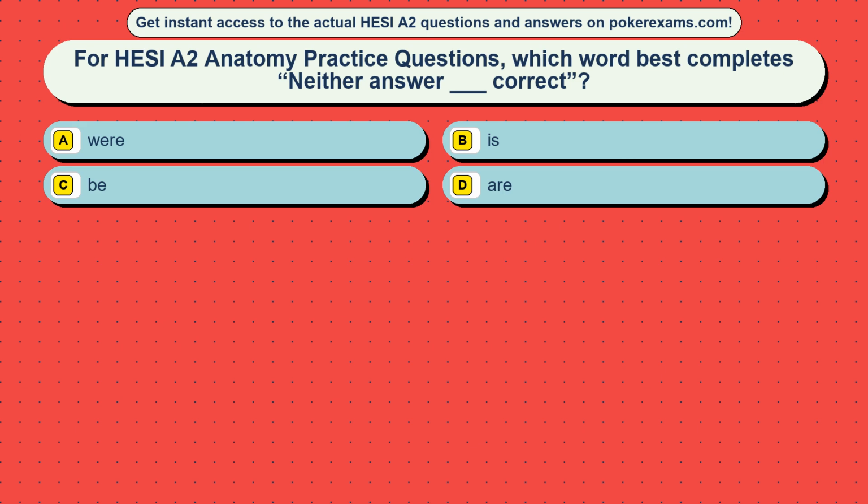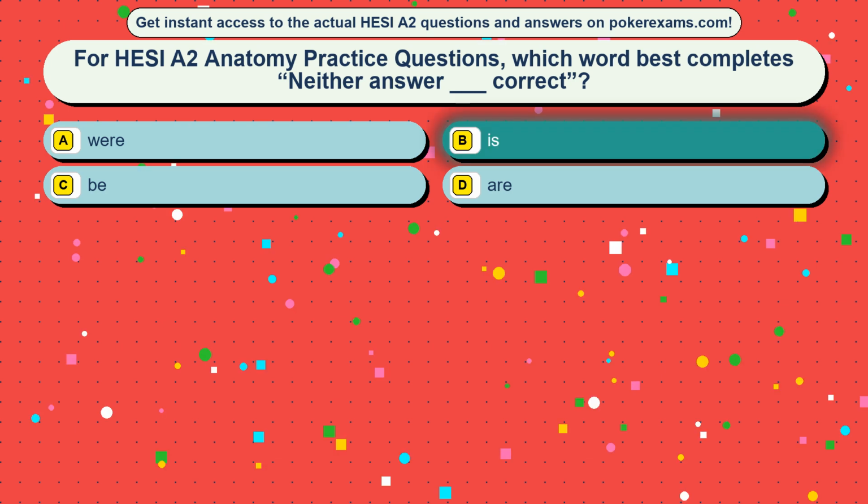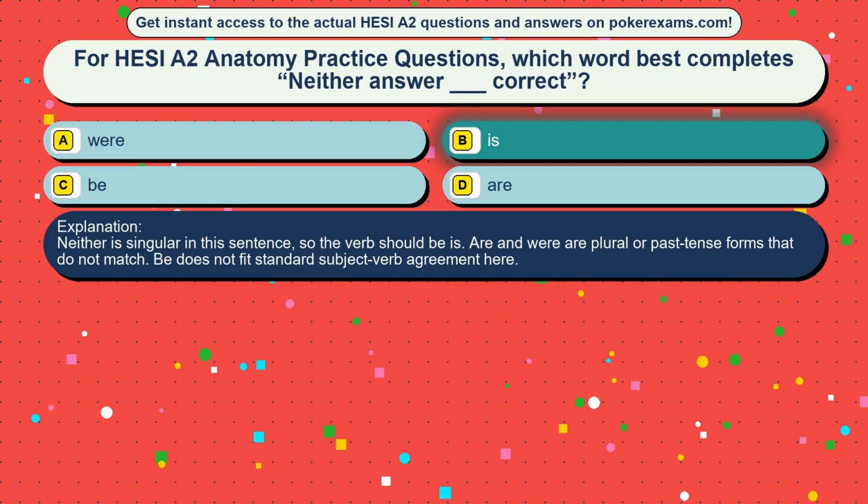Question 42. For HESI A2 anatomy practice questions, which word best completes the sentence: neither ___ correct? Option A, were. Option B, is. Option C, be. Option D, are. The correct answer is option B, is. Neither is singular in this sentence, so the verb should be is. Are and were are plural or past tense forms that do not match. B fits standard subject-verb agreement here.